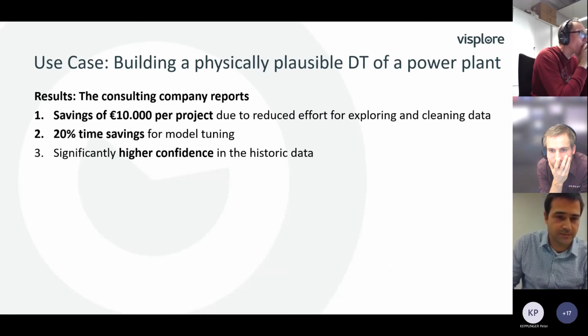Okay, and what the consultancy company reports is that compared to how they did it before, they report savings of approximately 10,000 euro per project due to reduced effort for exploring and cleaning data, and also that they now need 20% less time for tuning the model, and overall that they get significantly higher confidence in the historic data which they need for building their physically plausible digital twins.